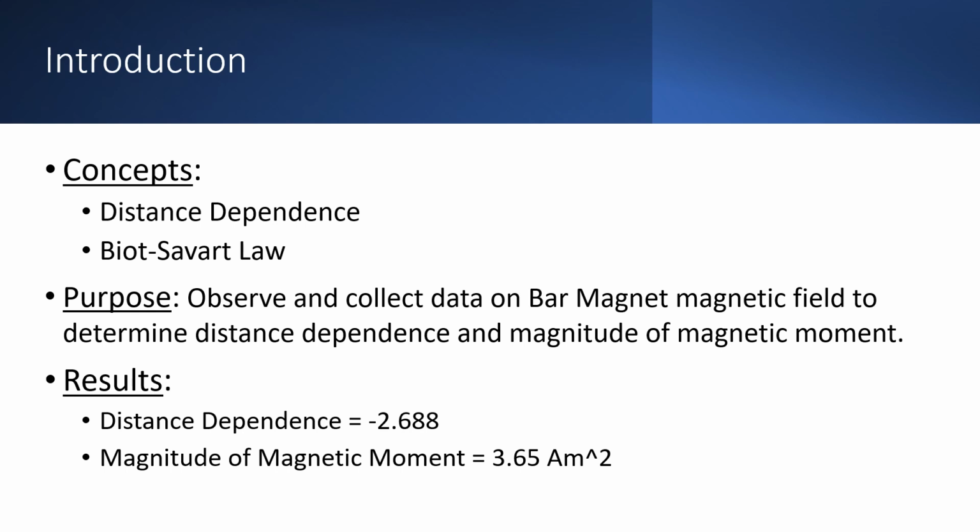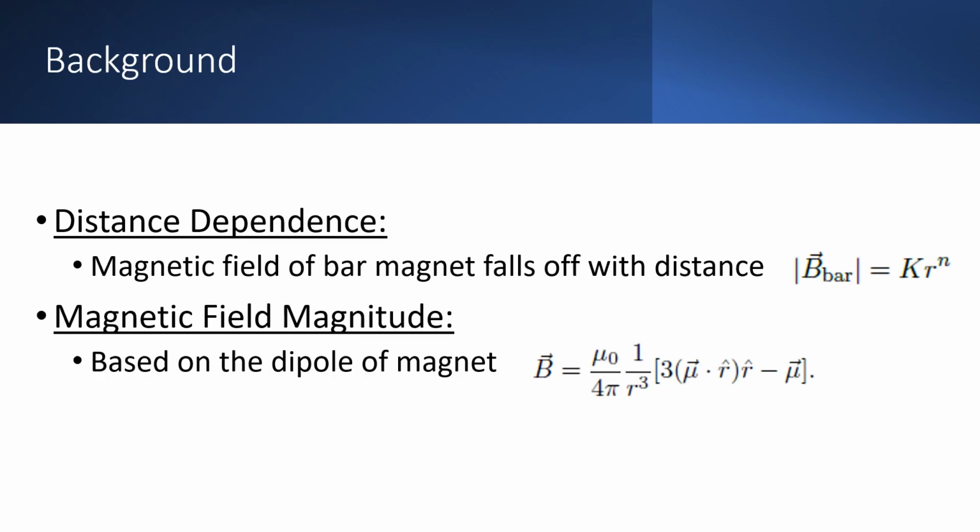The results for the experiment ended with a distance dependence equaling -2.688 and a magnitude of the magnetic moment being 3.65 A·m². To address the two concepts in this experiment, first I will discuss distance dependence. Distance dependence shows that the magnetic field of a bar magnet falls off with distance. This is summed up in the equation B = Kr^n.